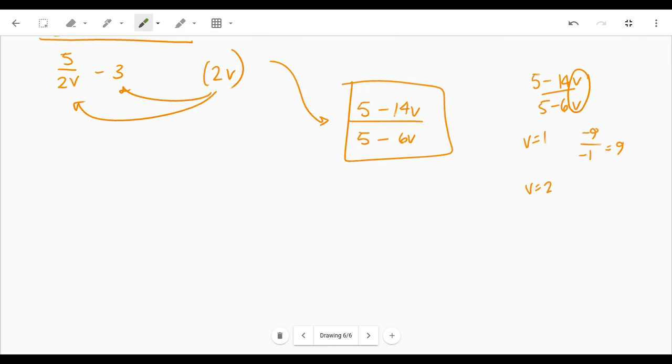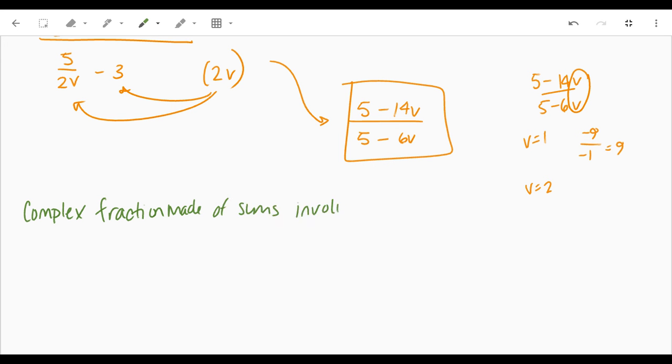So we have, again, a complex fraction made of sums involving rational expressions, but it's problem type 4.